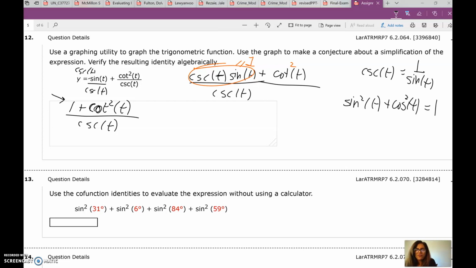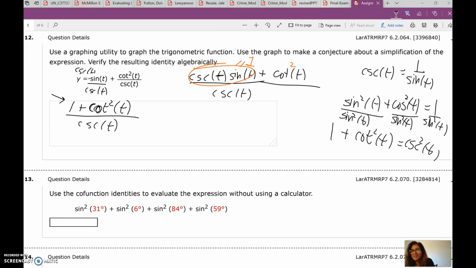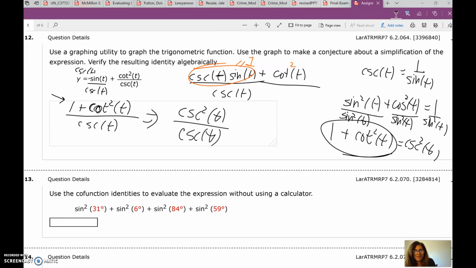And if you divide all the way through, let's say, by sine squared t, we're going to get 1 plus cotangent squared t equals cosecant squared t. So, in place of the 1 plus the cotangent, we will substitute the cosecant squared t. And this works out pretty well. And we end up with cosecant of t.